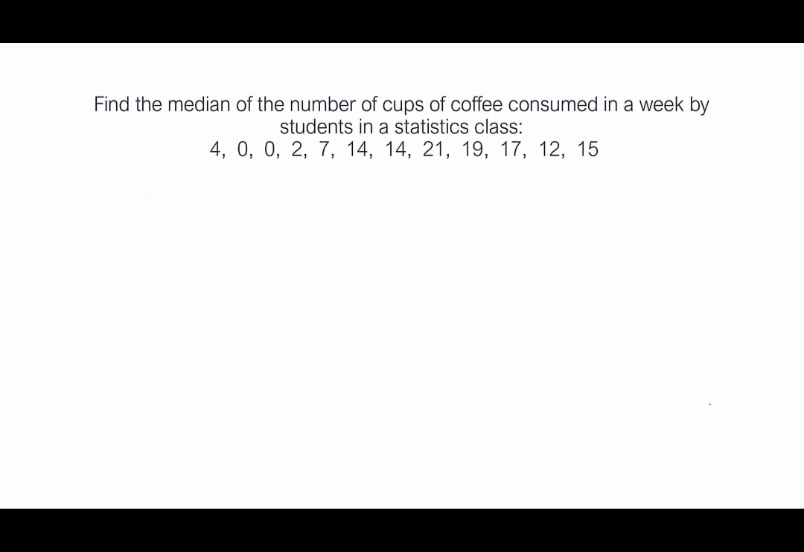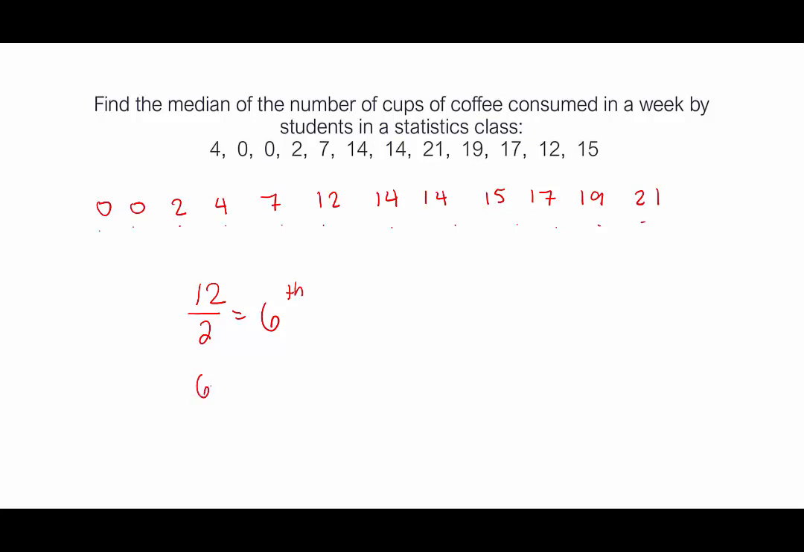So going back to our students and the coffee they consume, if we put these in order, we have 0, 0, 2, 4, 7, 12, 14, 14, 15, 17, 19, and 21. So there's 1, 2, 3, 4, 5, 6, 7, 8, 9, 10, 11, 12. To figure out where my median values are, we're going to take 12 and divide it by 2. That gives me 6, so the 6th position, and then the 6th plus 1, or the 7th position. So we're looking for the 6th position and the 7th position.